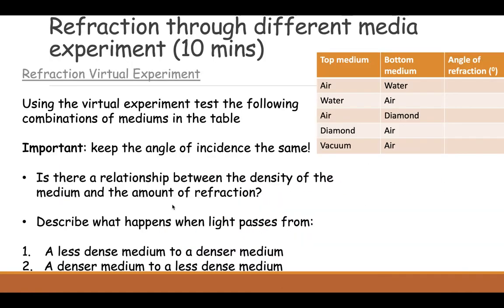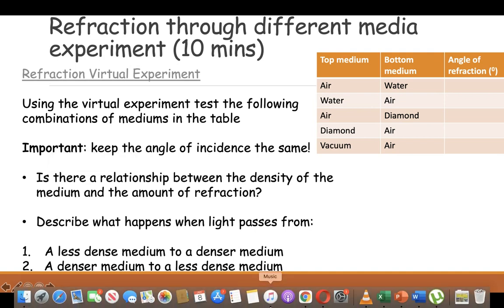Now, what I want you to do now is our second experiment, where we go back to look at this virtual experiment again. And what you're going to do here is change the different media. You're going to change the mediums. Now, a very, very important thing here is that we must keep the angle of incidence the same. So if you choose 30 degrees, then you need to keep that the same. If you choose 40, keep it the same. That's very, very important here.